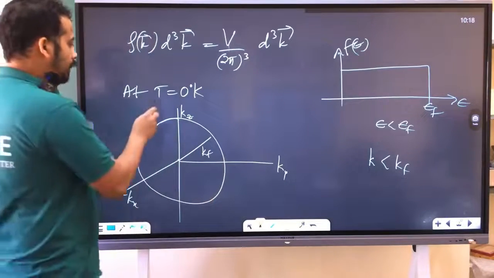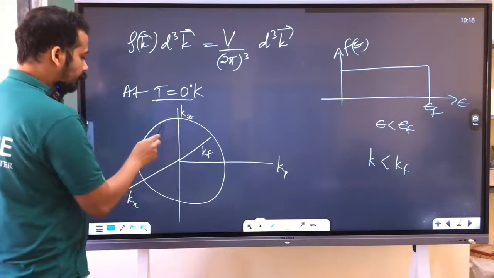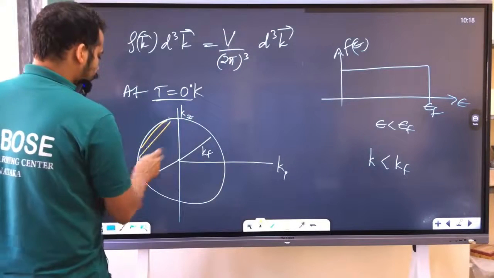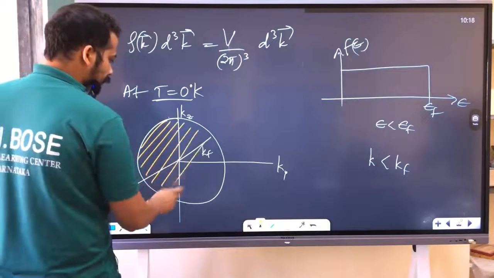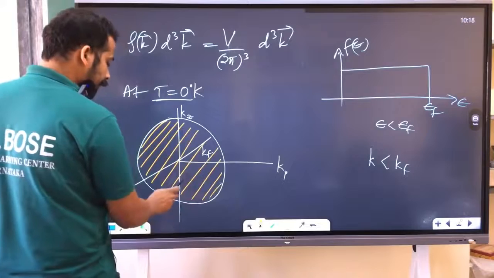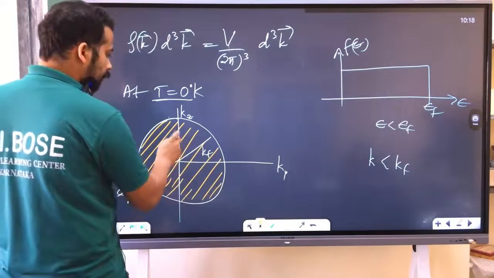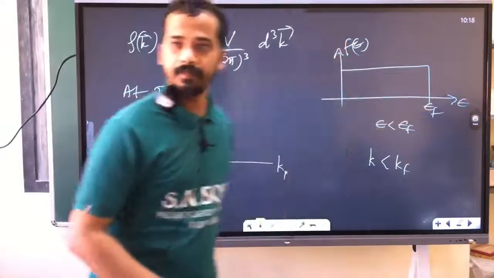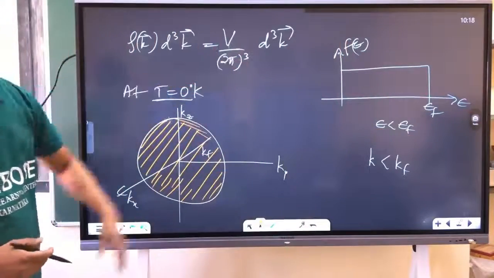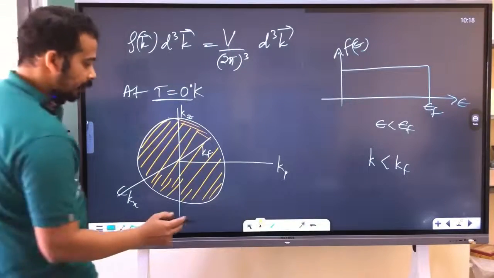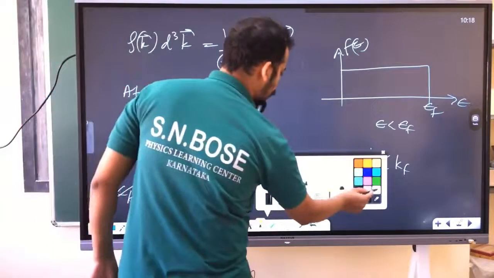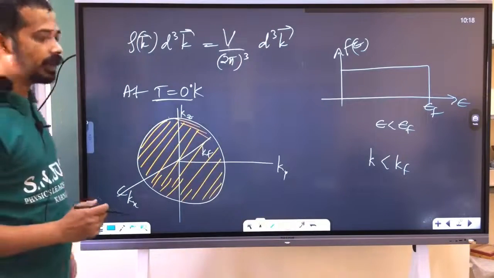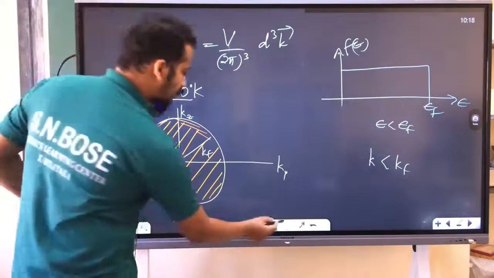Because at 0 degree Kelvin, all of the states within this sphere are completely filled by the particles. All of the states outside are completely empty, just like here, because the occupation probability is 0, isn't it? So to find the number of particles, you can find it directly here. See this one carefully.